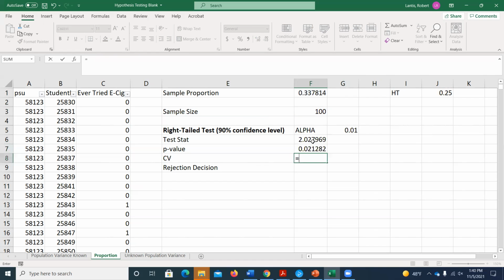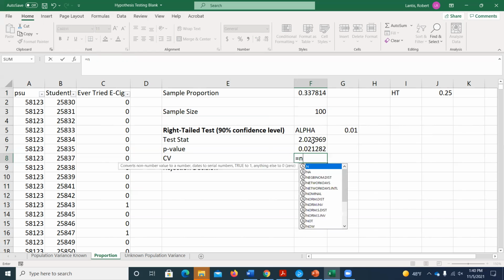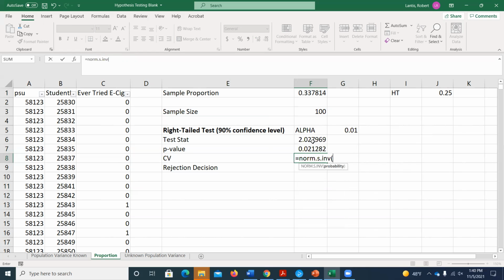So from there, we can also find critical values. This is where we know the area in the tail. We want to find the corresponding Z values now, right? So that was t.inv. So now it's going to be norm.s.inv. Here I had an alpha of 0.01. It's only a one-tailed test, but it's a right-tailed test. So I can just simply have it look up that value of alpha.